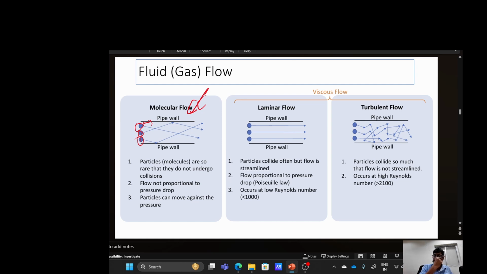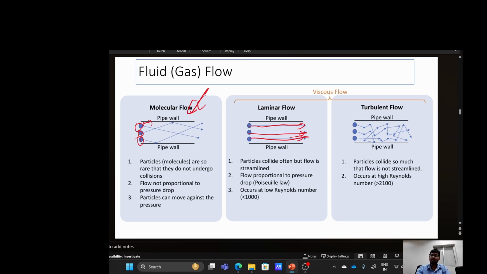In this one the particles are just going in random directions because they are not colliding, they are not seeing any kind of force on them. And in laminar flow there is a collision of the particles, at not very high pressure and not at very low pressure, so it is in between, which flows uniformly in a straight direction. So this is the laminar flow.